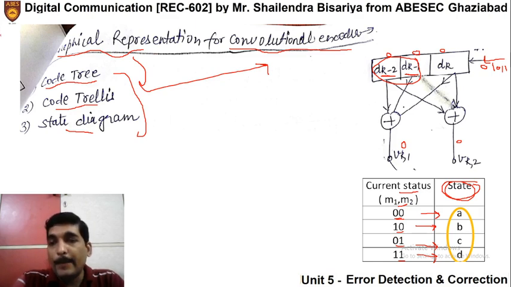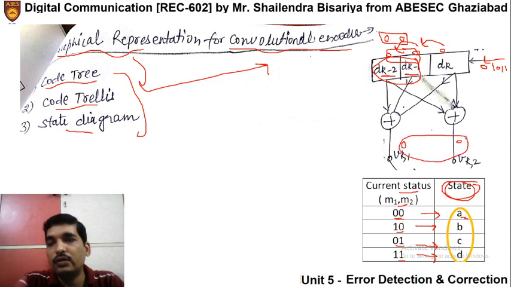Then when bits come, let us say a 0 is coming, so this 0 will shift here and this 0 will shift here. So the next state will again be 0 0, right? That means the initial state was 0 0 and the next state will again be 0 0. So we say that it will go from state A to state A and the output will remain 0 0 because everything is 0, right?